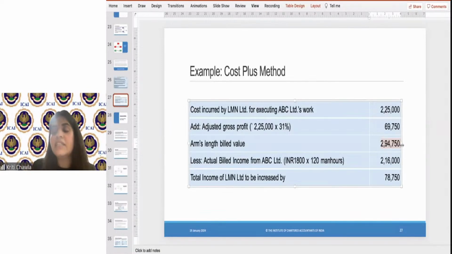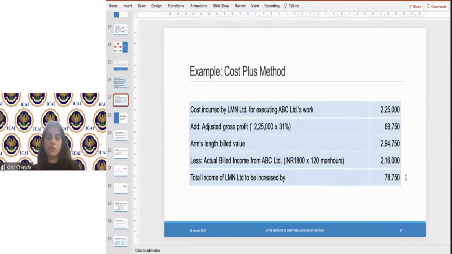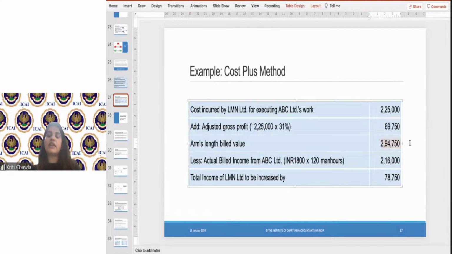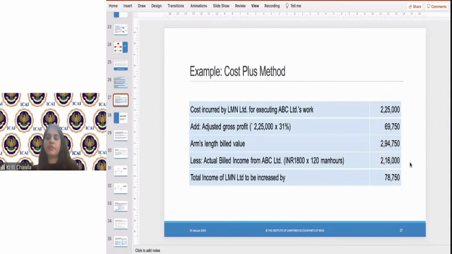But you know what? What you did as an Indian enterprise, you billed them less. Why did you bill them less? Because we will pay less tax in India then. So that is not allowed. So what the tax authorities will do, they will add 78,750 rupees and now it will become 2,94,750. This is what you should have billed them and this is what LMN Limited should have earned in India. And this is the amount on which they should be paying taxes, not 2,16,000 rupees. And this is the crux of this particular question.